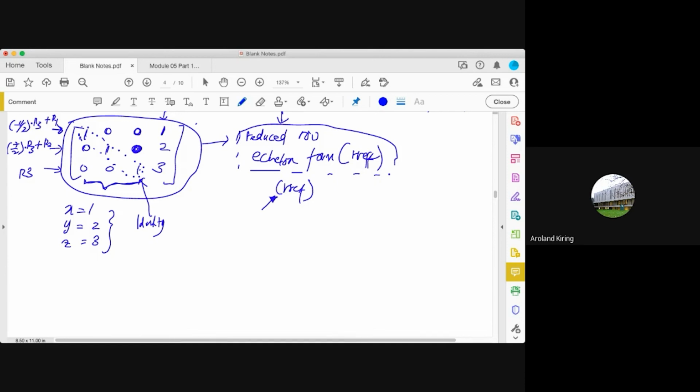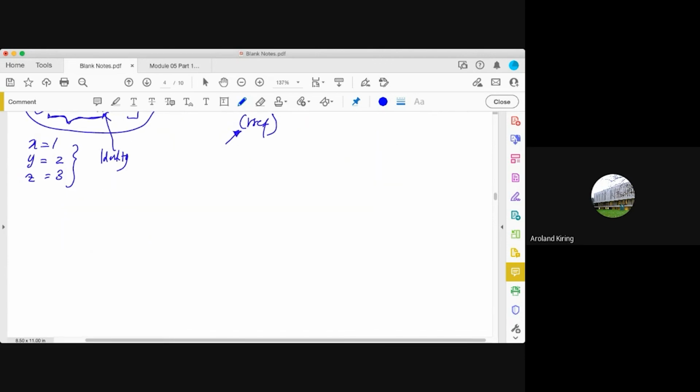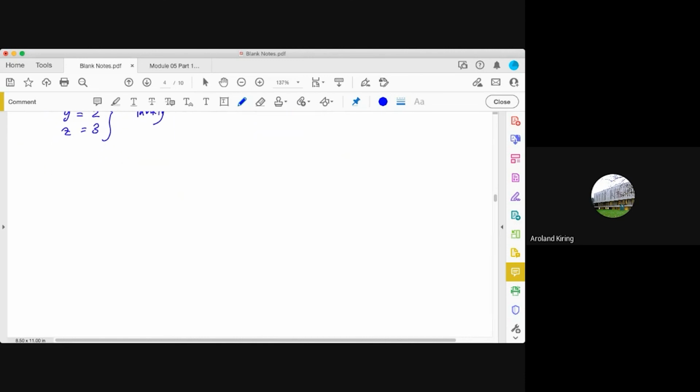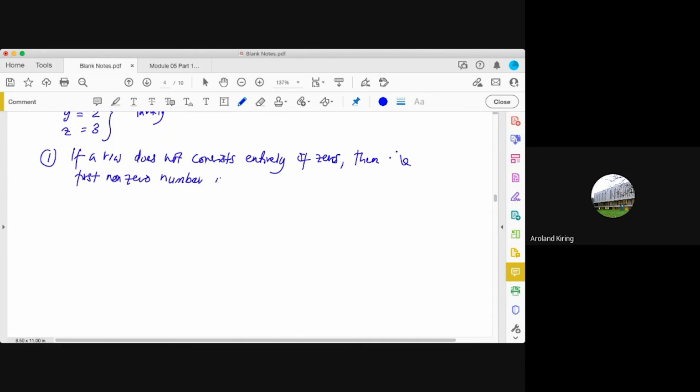So what property is that? The first one, if a row does not consist entirely of zeros, then the first non-zero number in the row is 1. So we call this a leading one. Okay, so I give you examples.